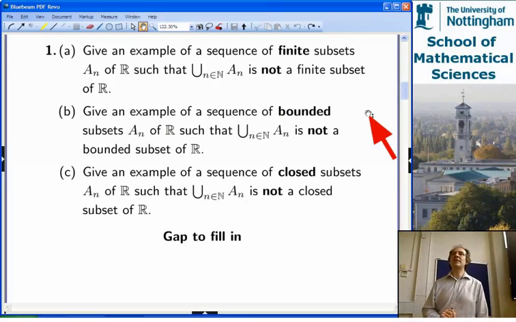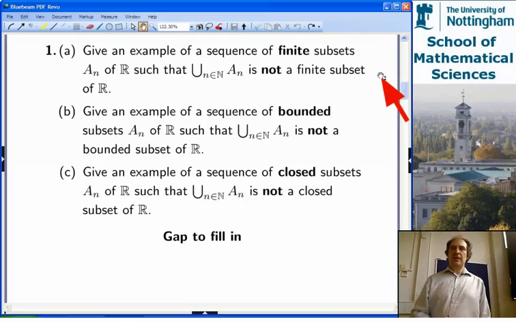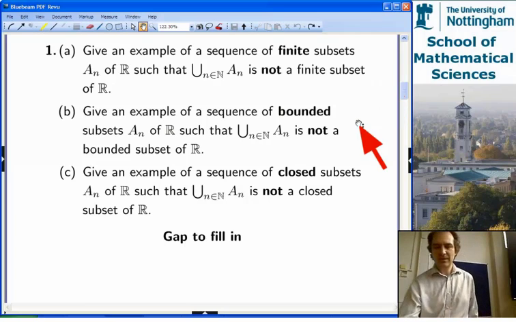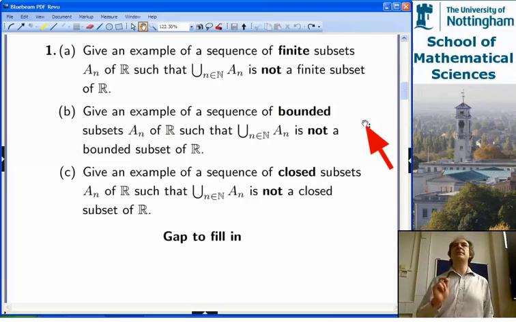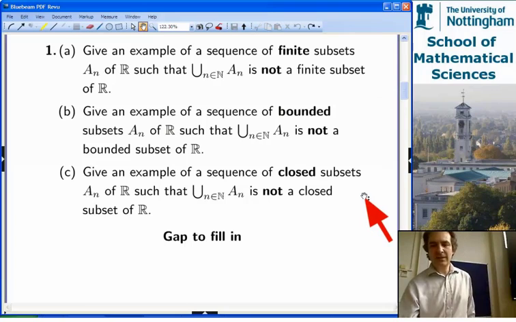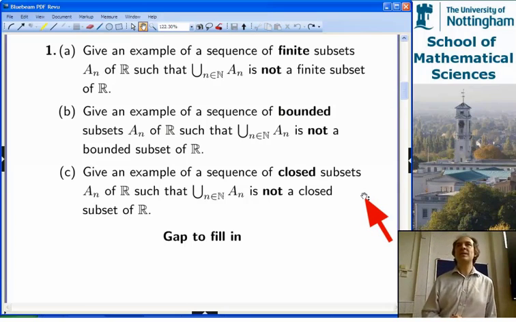Well, here are three very similar things, and I'll just remind you what the terms mean. A finite set is one which has only finitely many points in. So it doesn't mean bounded, though it is true that if you're finite, then you have to be bounded. That implication is true. But a finite set means you've got finitely many points in. Bounded sets, we've done loads of examples by now, so hopefully everybody knows what bounded sets are. And closed sets we did more recently.